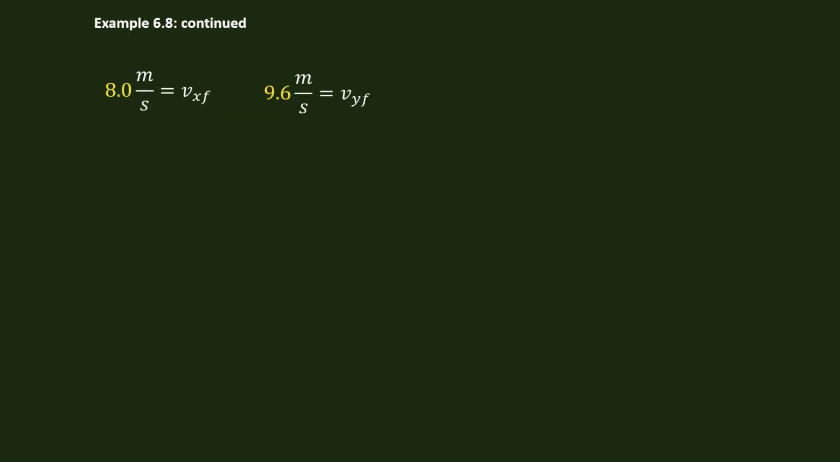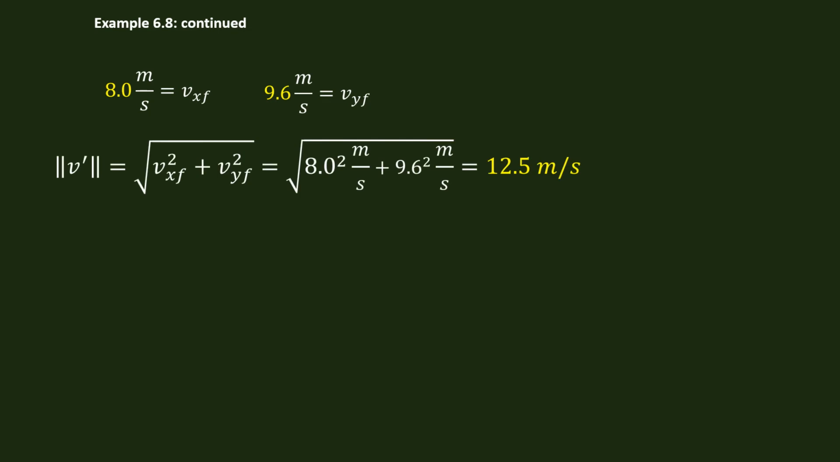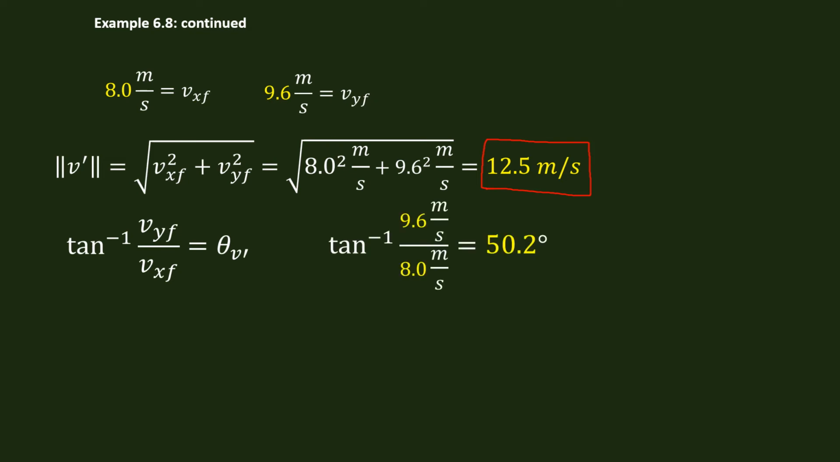So we have our Vxf and we have our Vyf. Let's find our magnitude. Our magnitude is 12.5 meters per second, the velocity of both vehicles stuck together. And then we can find the angle, and our angle is 50.2 degrees. Now, this angle is in the first quadrant because both x and y are positive values. So we know this is 50.2 degrees, and it would be from east, or from 0 on the Cartesian coordinate system.